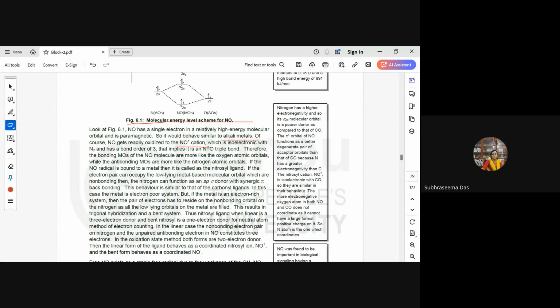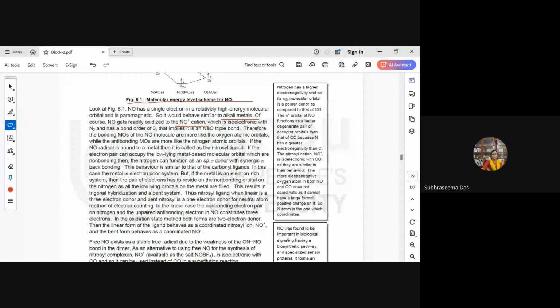So if the NO radical is bound to a metal, then it is called the nitrosyl ligand. In this behavior, if the electron pair occupies the low-lying metal-based molecular orbital, then the nitrogen functions as an sp sigma donor with pi back-bonding, similar to the carbonyl ligands. But if the metal is electron-rich, then the pair of electrons has to reside on the non-bonding orbital of the nitrogen, while the low-lying orbitals on the metal are filled. So this results in a trigonal hybridization system.